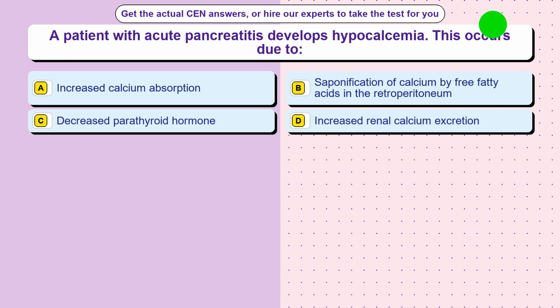Question 91. A patient with acute pancreatitis develops hypocalcemia. This occurs due to: Option A, increased calcium absorption. Option B, saponification of calcium by free fatty acids in the retroperitoneum. Option C, decreased parathyroid hormone. Option D, increased renal calcium excretion.